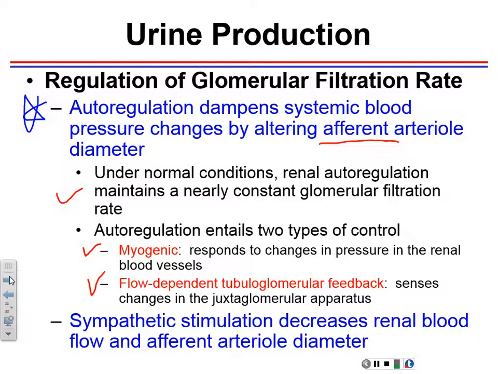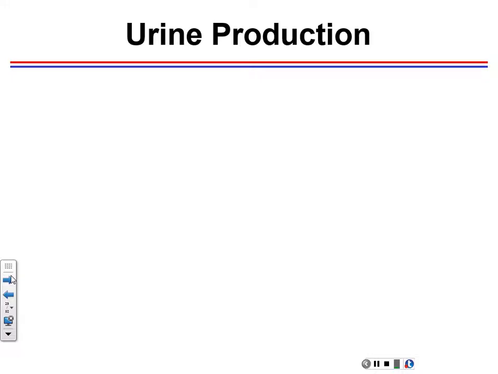I know it's a lot of stuff that I'm bombarding you with. So sympathetic stimulation, of course, decreases renal blood flow. Because what does it do? It causes contraction of smooth muscle. If you have a smaller afferent arteriole, you're going to have a small amount of blood going in there. So just know the two components of autoregulation: the myogenic, which is the smooth muscle contracting, and also the flow rate measured by the juxtaglomerular apparatus.